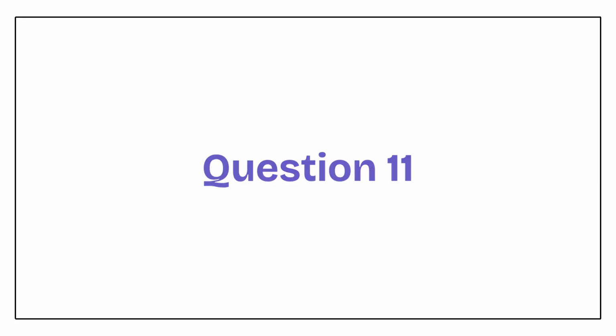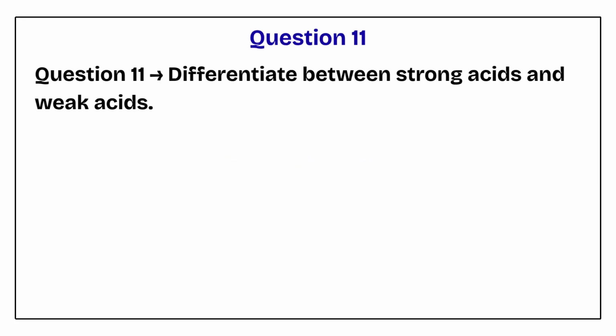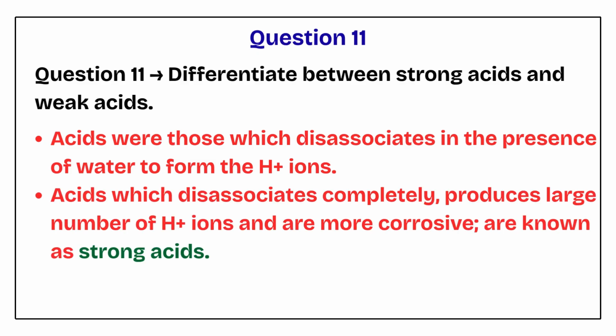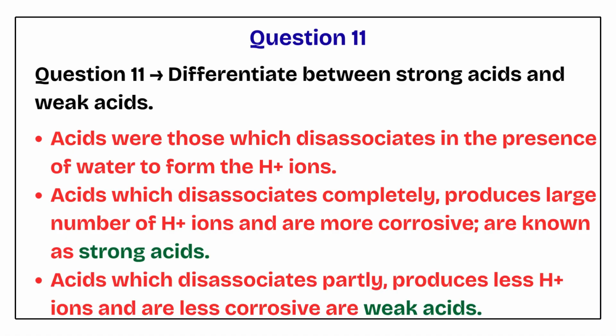The last question, differentiate between strong acids and weak acids. Now please understand the concept. Acids are those which dissociate in the presence of water to form H+ ions. Those acids which dissociate completely produce a large number of H+ ions and hence are more corrosive; these are the strong acids. And the ones which dissociate partly produce fewer H+ ions and are less corrosive; these are considered weak acids.